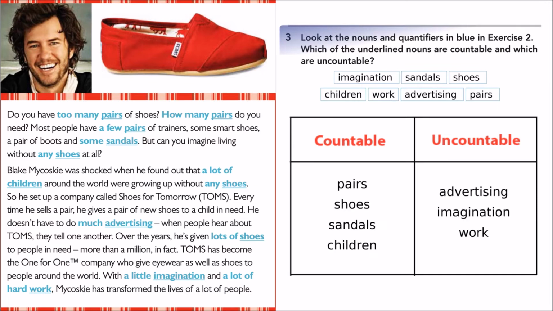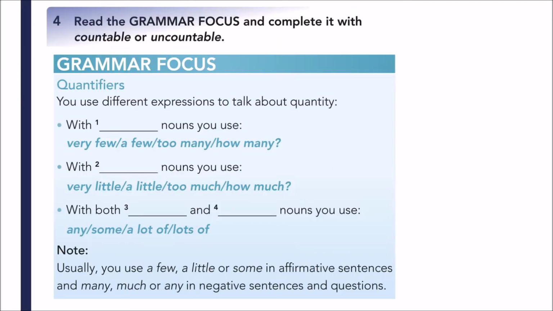Let's check the answers. Let's complete the notes in exercise 4. We use the quantifier many for countable nouns. Examples of countable nouns are chairs, desks, and sometimes we don't just add the letter s to make the plural. For example, person and people.